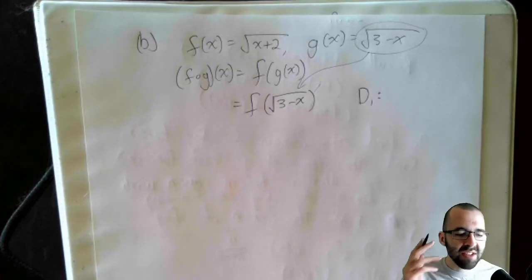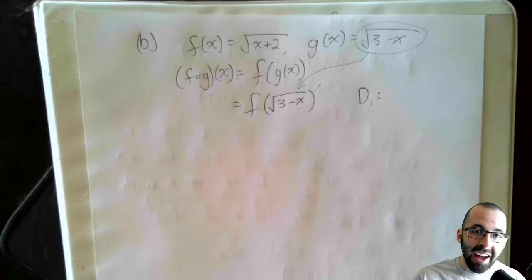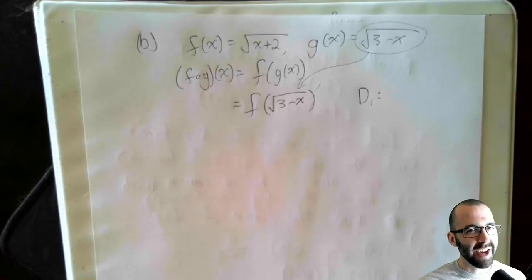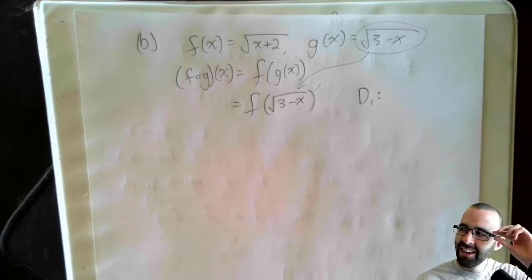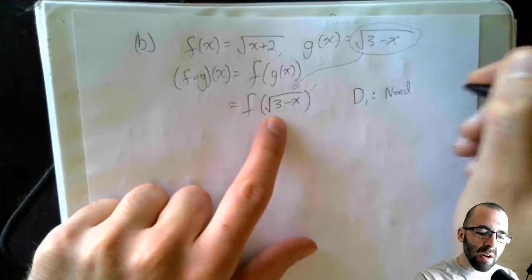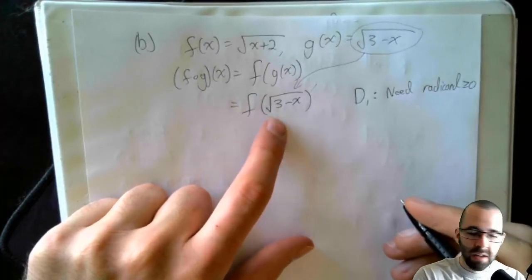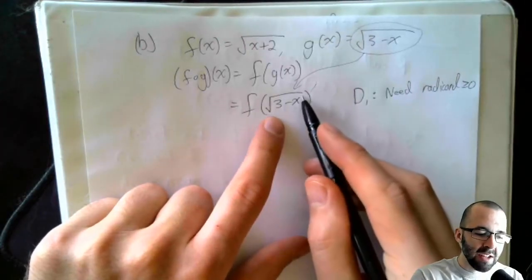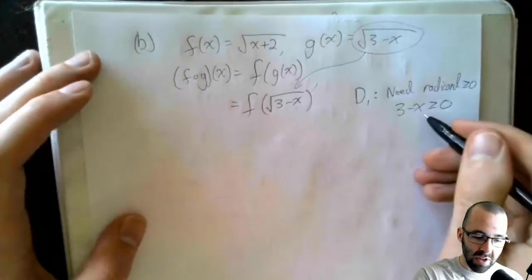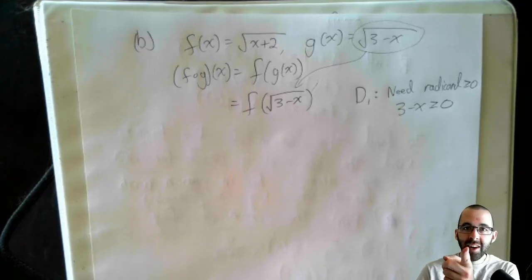For square roots, though, we have a separate requirement. If we want things to be real, and I promise you, almost none of you want to worry about complex valued functions, we're going to stay real right now. So for this to happen, we need the inside of the square root, the radicand, to be greater than or equal to 0. What's the radicand here? The radicand is what's inside the square root. So we need 3 minus x to be greater than or equal to 0. So you need to solve this inequality. Wait a minute, solve the inequality. Oh, we've done that before.